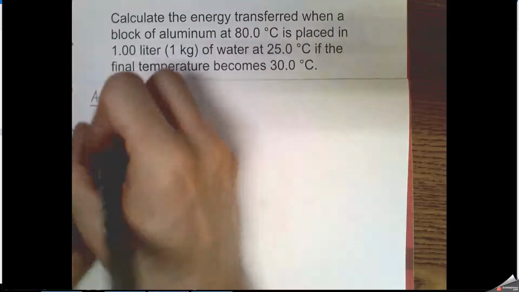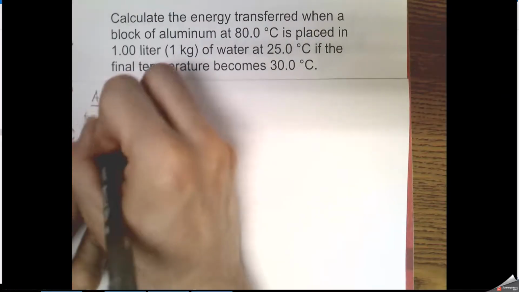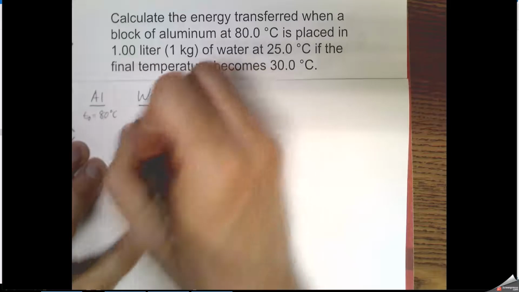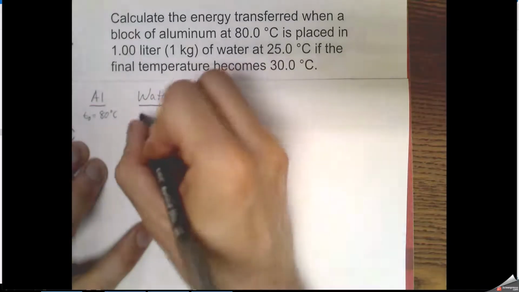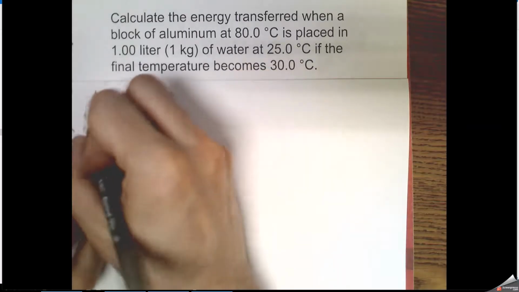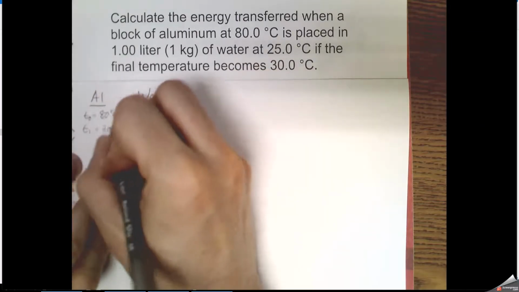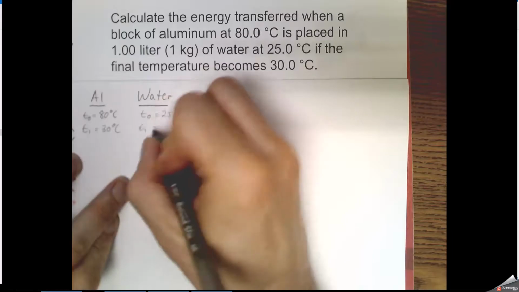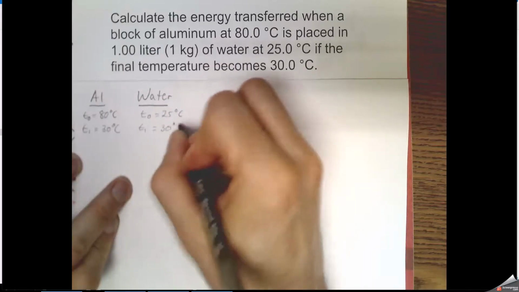Alright, so we're going to look at the different types of thermodynamic questions we might come across in this class. So we have to calculate the energy transferred when a block of aluminum at 80 degrees Celsius is placed in 1 liter, or 1 kilogram, of water at 25 degrees Celsius, if the final temperature becomes 30 degrees Celsius. So we're going to write down what we know.